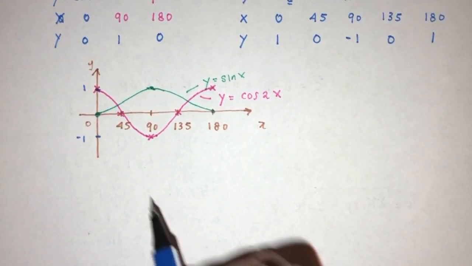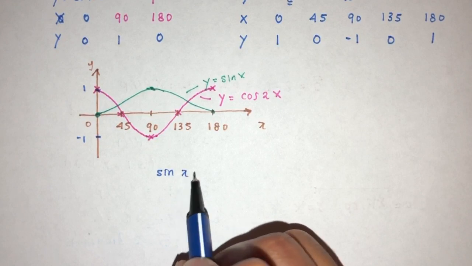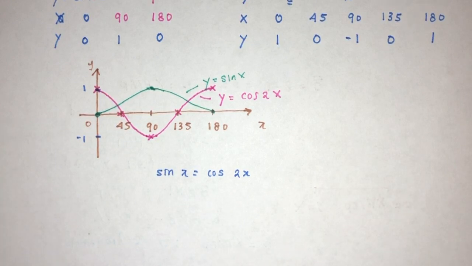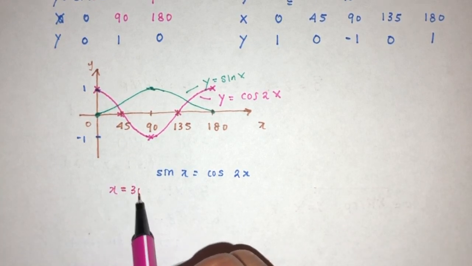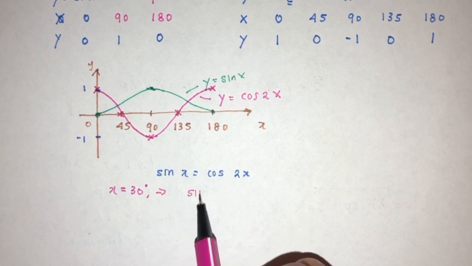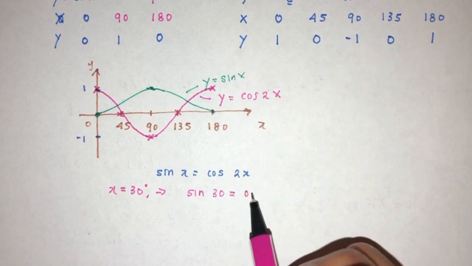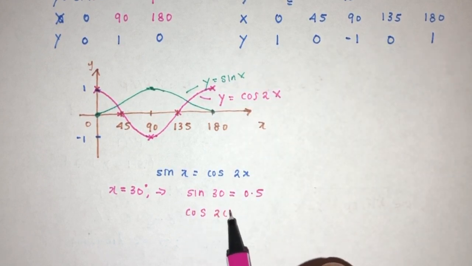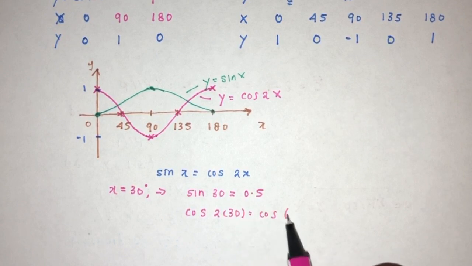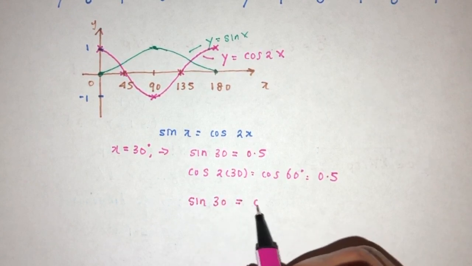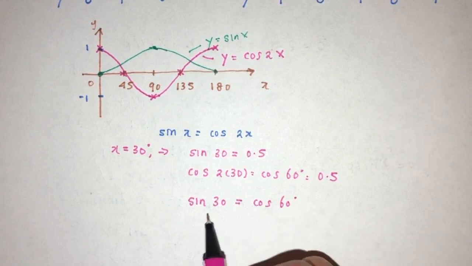So again, the equation is what? The equation is sine x is equal to cos 2x. So let's see, x is equal to 30, what happens? That will be sine of 30, that will be what? Sine of 30 is 0.5, and cos of 2 times 30, that will be cos of 60, is also 0.5. So verified, it is a root. Yes, we have seen that they are equal, so indeed sine of 30 is equal to cos of 60.